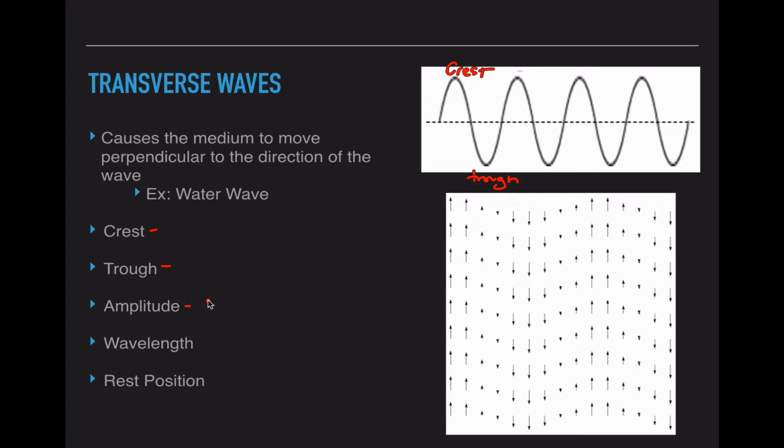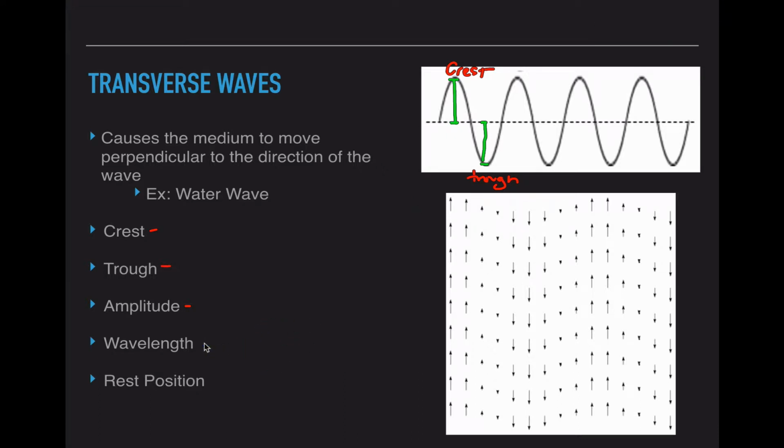The next word is amplitude. And the amplitude is from the resting position to the top of the crest, or from the resting position to the bottom of a trough. It should be the same distance, so it shouldn't matter which one you measure as long as you measure one. Remember, it's from the center or the rest position out. It does not include a crest and a trough, just one or the other.